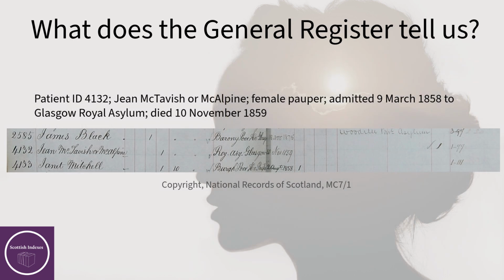Let's look now at the example of Jean McTavish or McAlpine. First of all, the two surnames. McTavish is very likely her maiden surname, and we would expect McAlpine to be her married surname. We also learn that she was admitted on the 9th of March 1858, and we're given her patient number. We see too from the General Register when she died. So, although we don't have an age, there is enough to identify Jean.